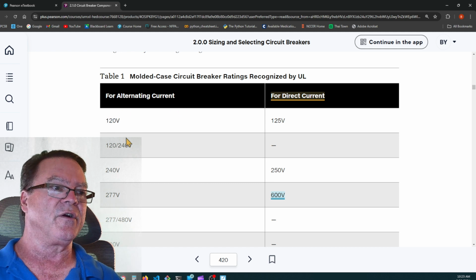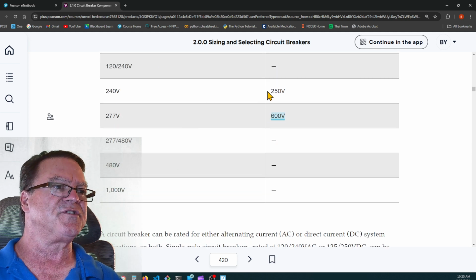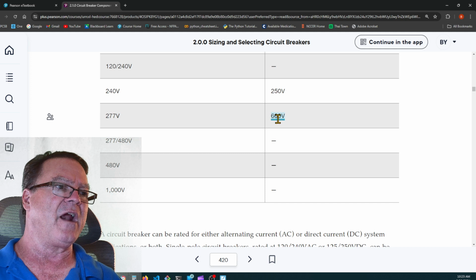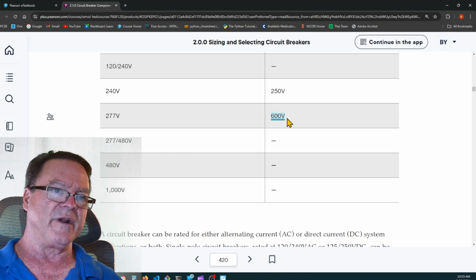So for alternating current, it's 120 volt, 120/240. We have a 240 volt. It's good for up to 250 volts. Anything higher than that, you've got to go to 600 volt. So you've got a 250 volt rating and a 600 volt rating. Anything higher than 240, you need a 600 volt rating.